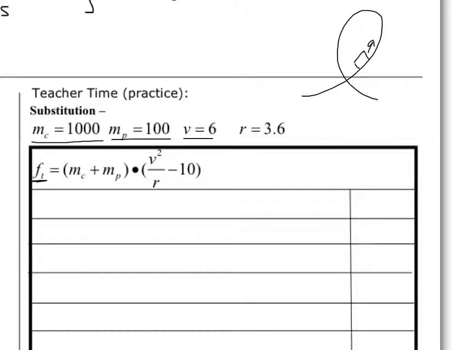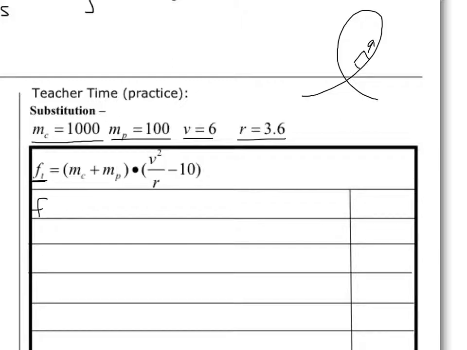V stands for the velocity of the car. That's how fast it's going. And R is the radius of the loop that they are going on. Okay, so this is for the force of the track on a car, on a roller coaster car, when it's going through a loop. All right, so the first thing that we need to do is we need to substitute in all of the values.